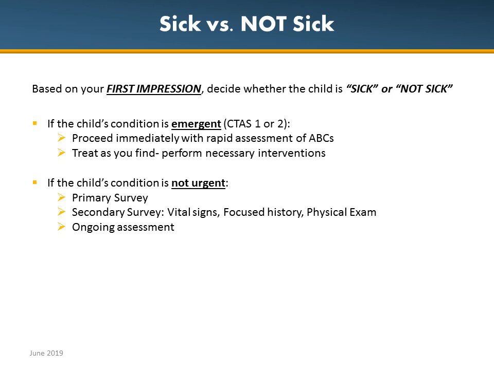If the child's condition is not urgent, proceed through the primary survey, followed by the secondary survey with vital signs, focused history, and physical exam. And then remember to have ongoing assessment, because a child can go from not sick to sick in a heartbeat.